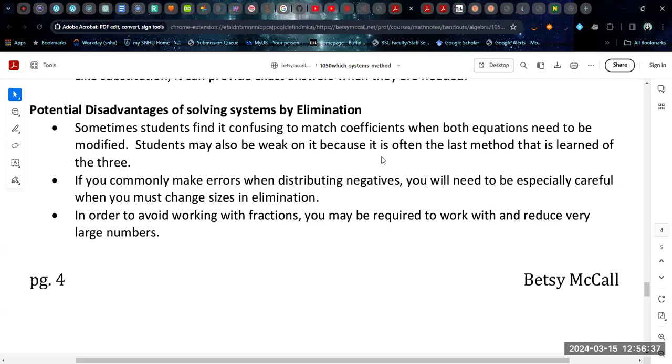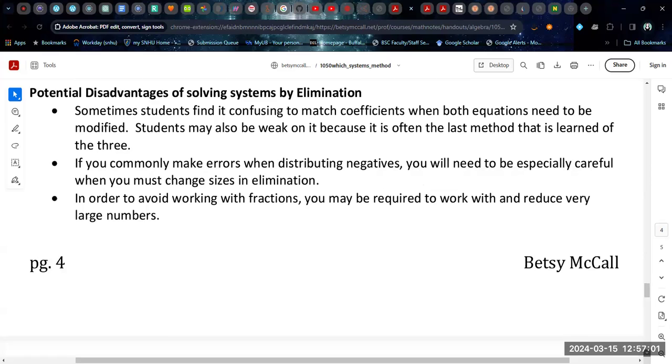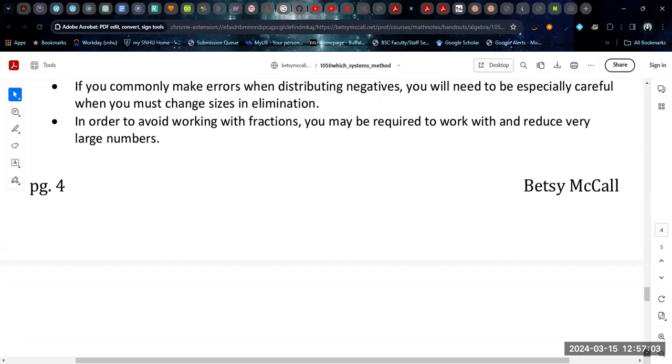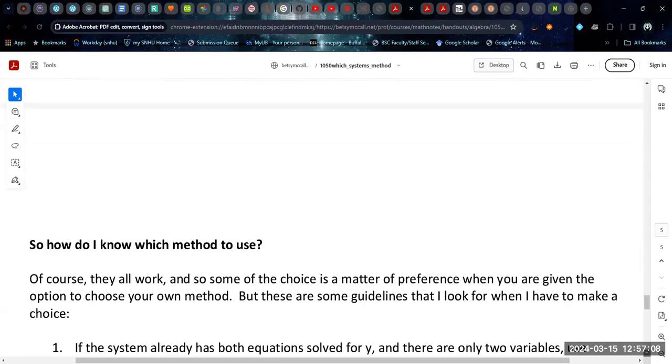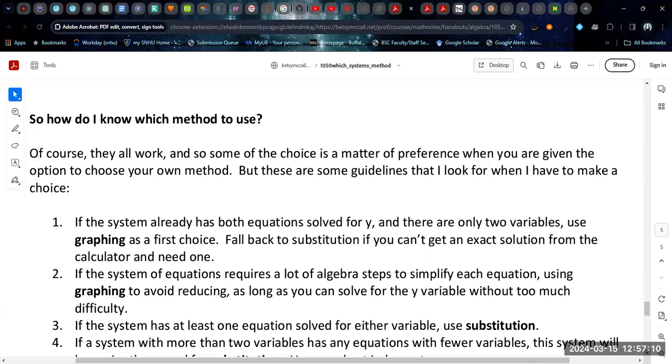And so sometimes students can find that confusing. And it's typically the last of the three methods learned, so it is the newest, and the one that they're least familiar with. If you commonly make errors when distributing negatives, you may need to be especially careful when you change signs using elimination, because not changing all of the signs will affect your outcome. In order to avoid working with fractions, you may be required to work with and reduce very large numbers, so that is a potential disadvantage.